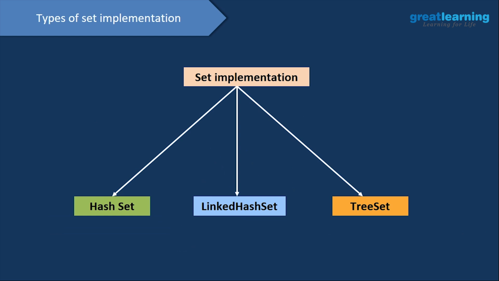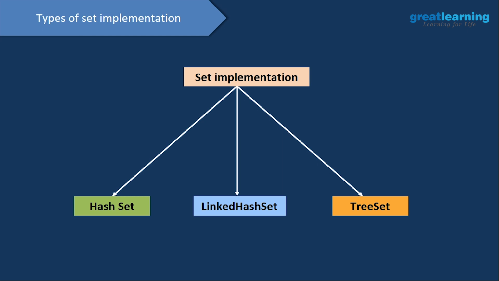Now come the types of set. We have 3 types of set implementation. One, hash set. Second, linked hash set. Third is tree set. So what is hash set? Why do we need linked hash set? Why do we need tree set?